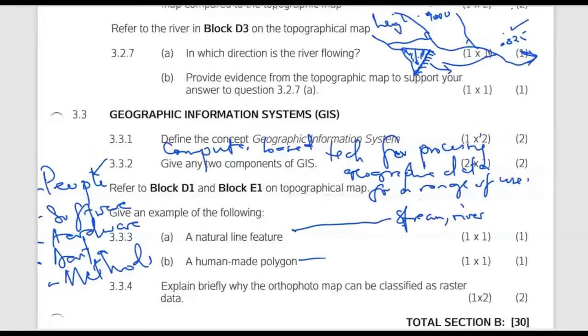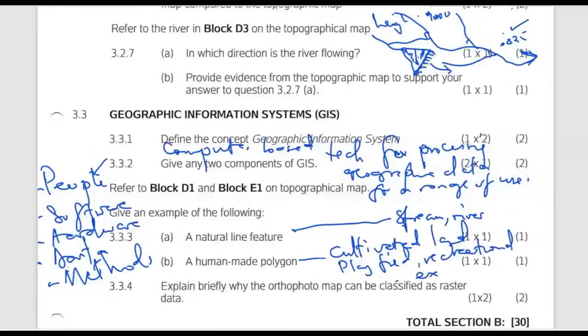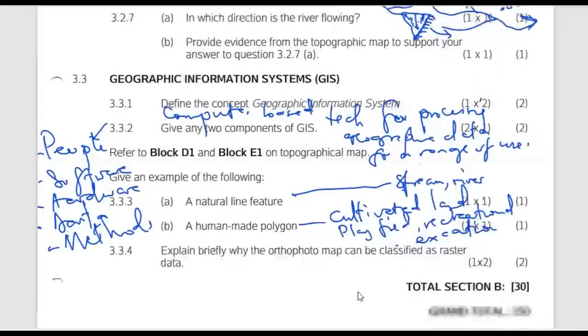Then you can also find a human-made polygon. A polygon feature is an area feature. It can be maybe cultivated land or cultivation. Or it can be, for example, a play field or a recreational ground or an excavation. It depends on the map. You check on the map, but those are some of the examples of human-made polygon features. Right. Then we go to the last one.